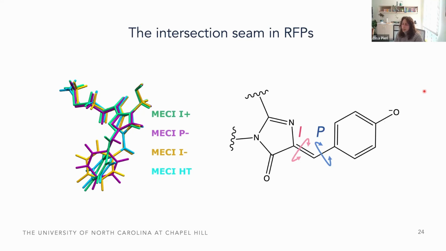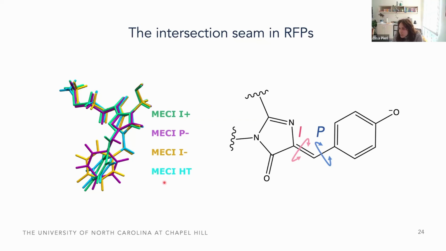So what did we find? Again, I remind you that this chromophore can twist around the dihedral I and the dihedral P. So you can twist, of course, clockwise or counterclockwise. So you can, in principle, find different types of conical intersections. So we found the type I+, rotating around I in a clockwise direction, the P-, the I-.